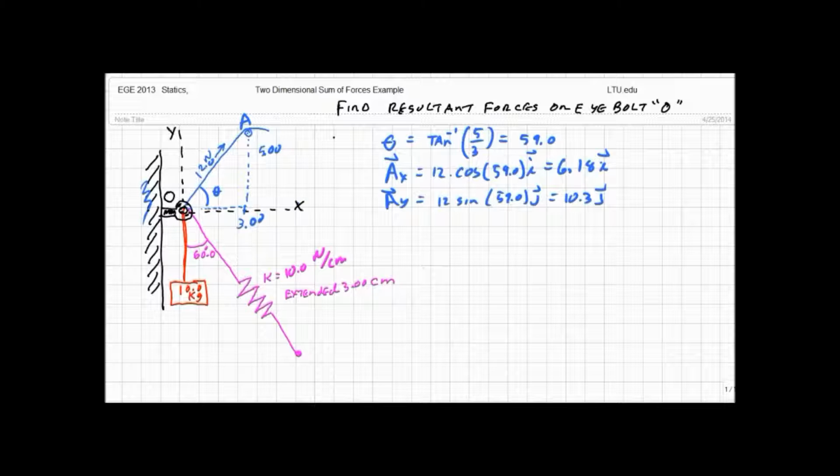Now we have our spring down here. Well, I know I have a spring constant of 10.0 newtons per centimeter. If you recall from springs, that spring constant says every centimeter I extend that, my force goes up by 10 newtons. Extended 3 centimeters, so I can take my 10.0 newtons per centimeter times 3.00 centimeters, and I get 30.0 newtons is my force.